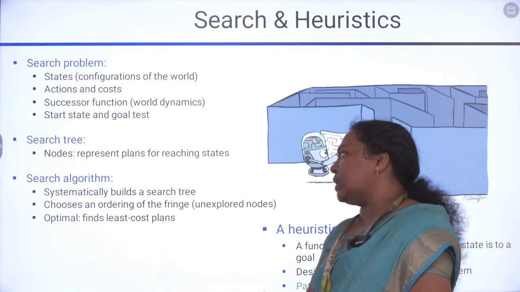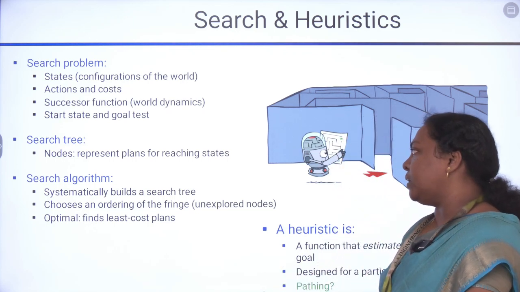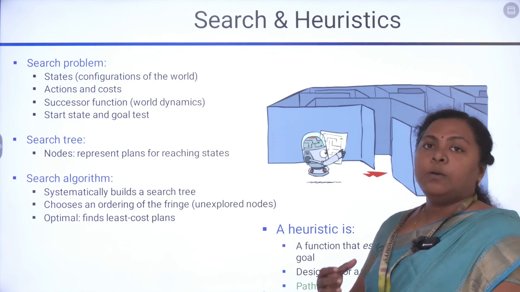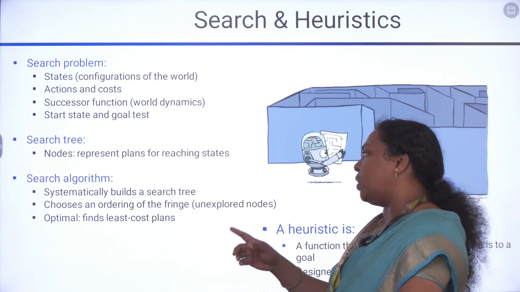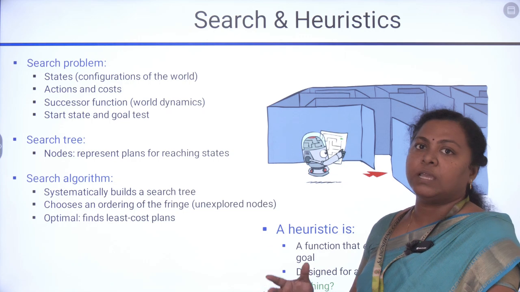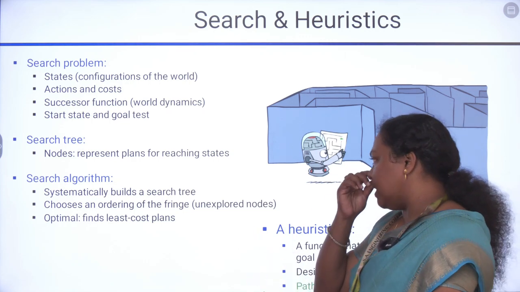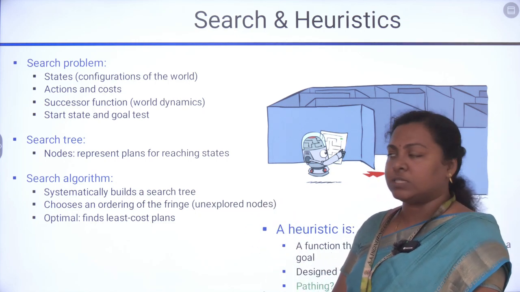And then the search algorithm. How are we building that search tree? That is the main important thing here. What algorithm are we going to choose to get the optimal solution? The search algorithm helps us to order the fringe. The fringe is the unexplored or not visited nodes. So this gives us the optimal path and helps us find the least cost plan.